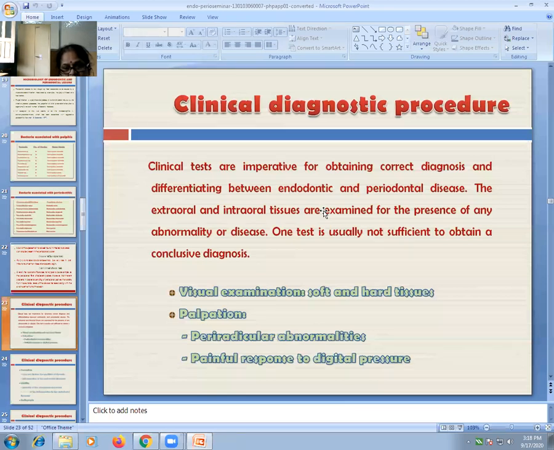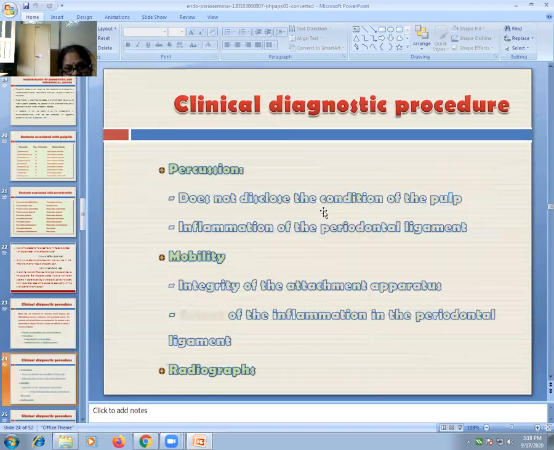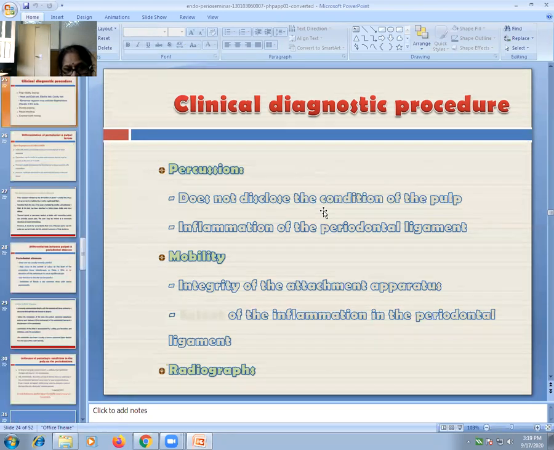Before you go for the conclusive diagnosis, you have to do a visual examination of the soft and hard tissue. You have to palpate; palpation should be done for periapical abnormalities or a painful response to digital pressure. Next is percussion, which means you are knocking the tooth. It will not disclose exactly the condition of the pulp, but it will show inflammation of the periodontal ligaments. Then you check the integrity of the attachments of the periodontium by mobility testing, which shows inflammation of the periodontal ligament, and then the radiograph.